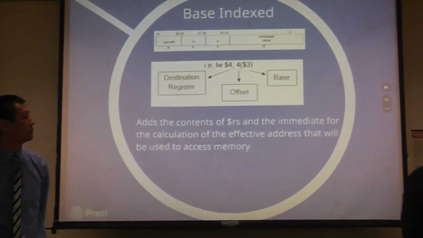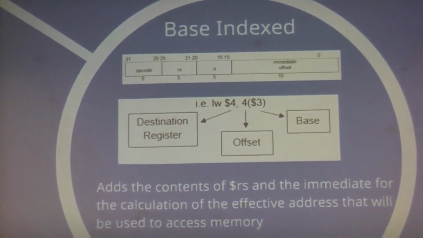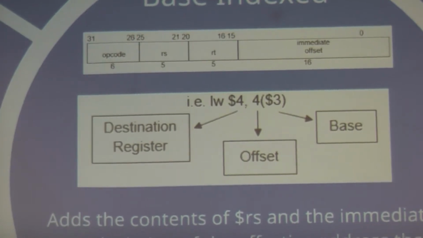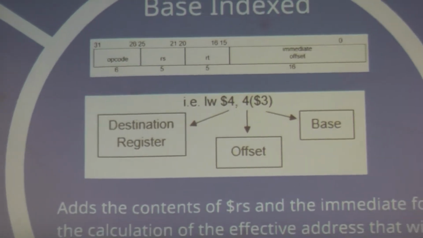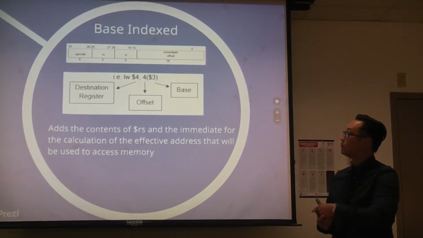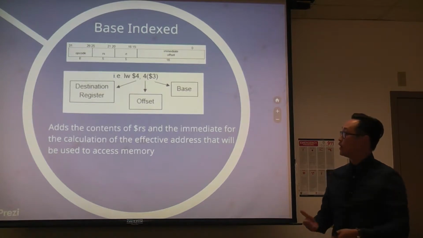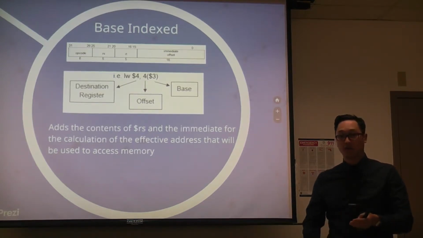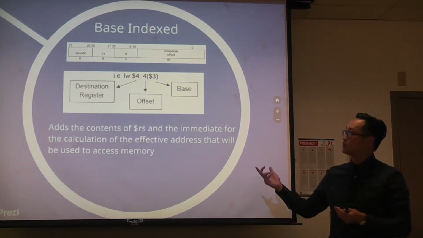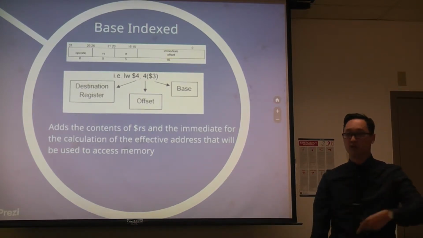Base index is generally used for load word and store word. Essentially, it's an I type again, and for the load word, register 4 is our destination register. The 4 in front of the parentheses is the offset, generally a base 10 offset, and whatever is inside the parentheses is another register, your base register. You take your base register and add it with the offset in front, and then based off of that, you access memory, at least for a load word. You take whatever's in that memory location and store it into register 4.